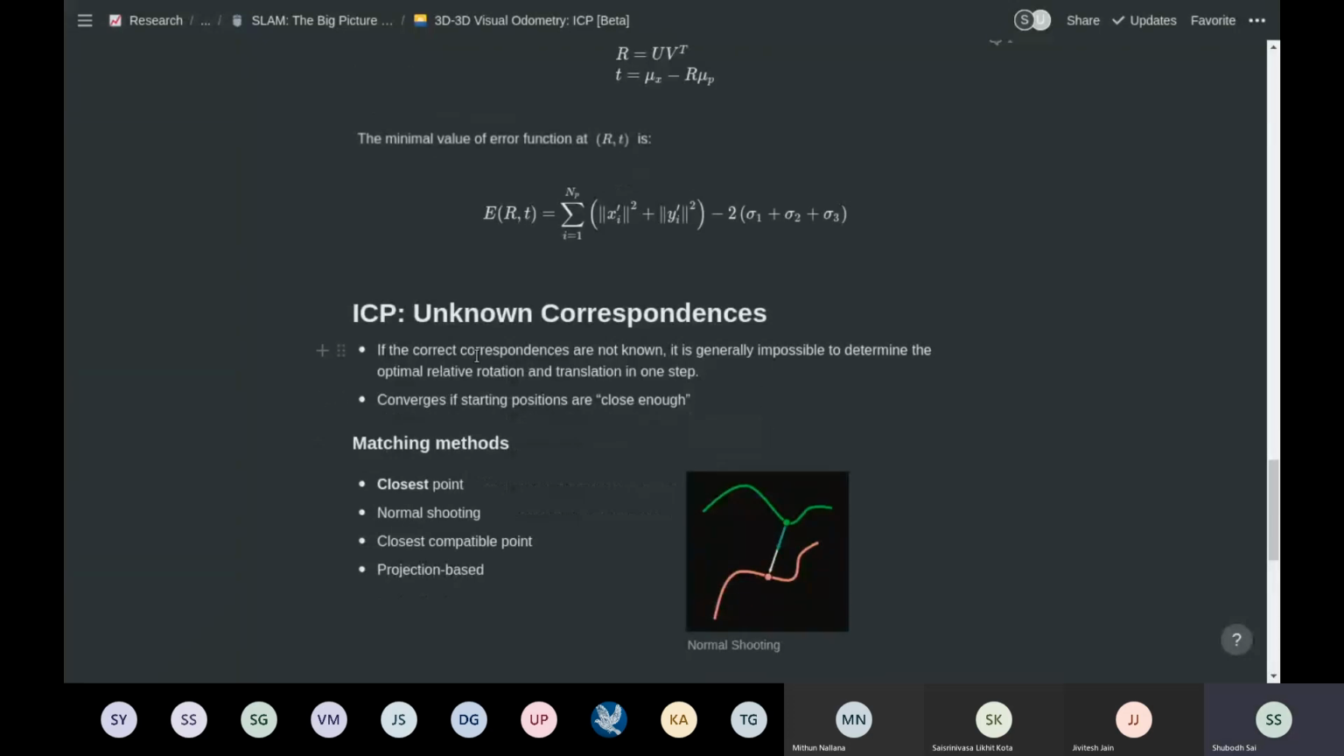Now, what if you have unknown correspondences? That is what happens in most cases, right? So it is generally impossible to determine the relative RT in one step. You have to apply some iterative methods, but it is assured to converge if the starting points are close enough.